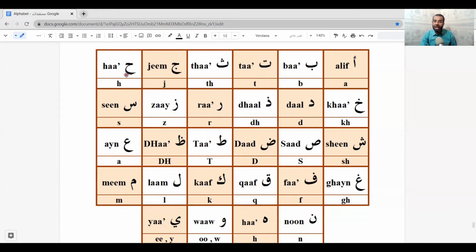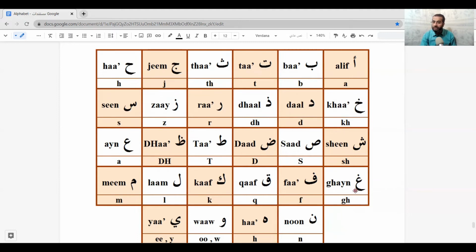Then Jim, Ha and Kha. They have the same shape, but in Jim there is 1 dot below, in Ha no dot, and in Kha a dot above. Then Dal and Dhal, there is 1 dot on Dhal. Then Ra and Zay, 1 dot. Sin and Shin, the Shin has 3 dots, while Sin doesn't have any. Sad and Dad, 1 dot. Ta and Dha, also 1 dot.